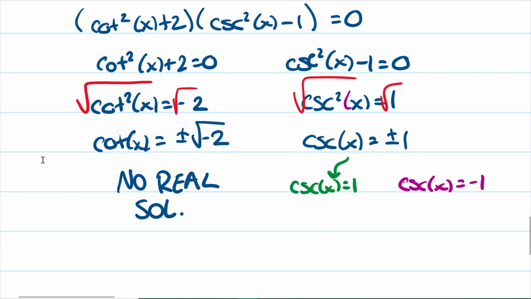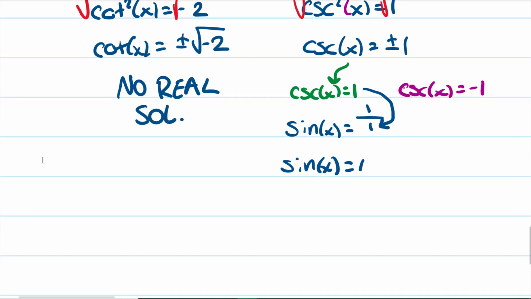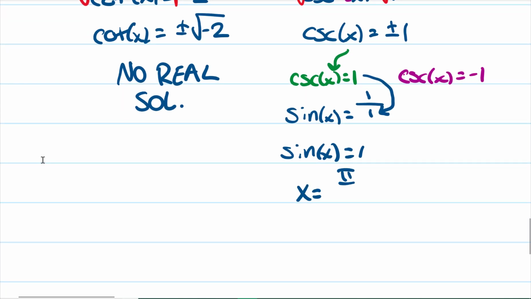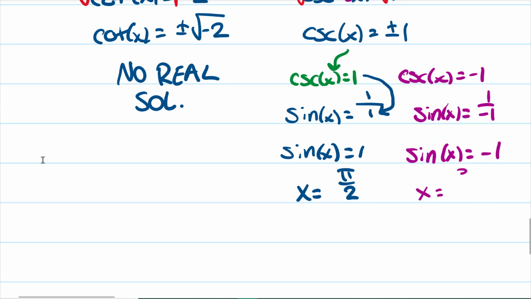So if you can't remember how cosecant works, it's 1 over sine. So sine is equal to 1 over 1. You take this and it goes into the denominator. And 1 over 1 is just 1. So sine of x is equal to 1 at pi over 2. And then for negative 1, you do the same thing. So sine of x is equal to 1 over negative 1. And 1 over negative 1 is just negative 1. So x is equal to 3 pi over 2. So my final answers to finish off this problem are pi over 2 and 3 pi over 2.